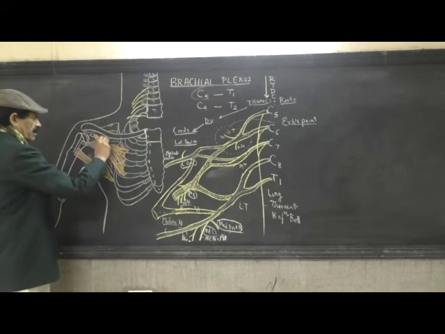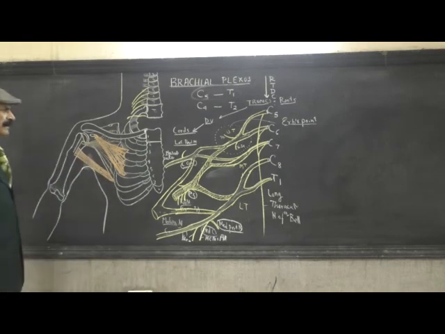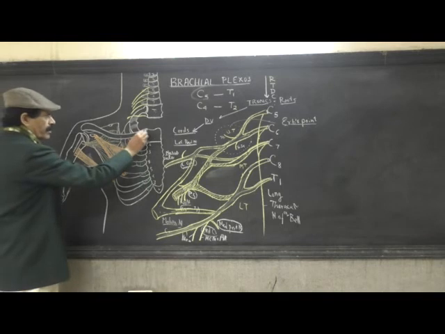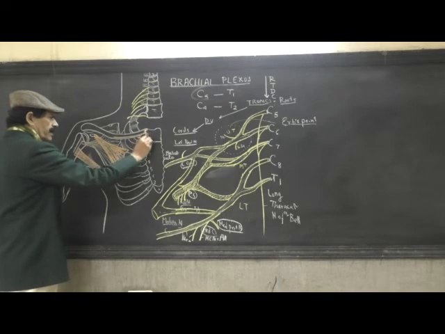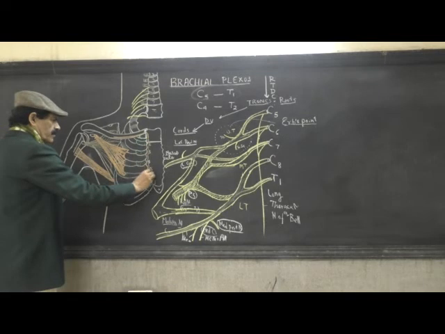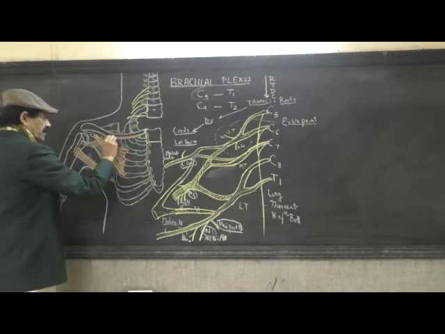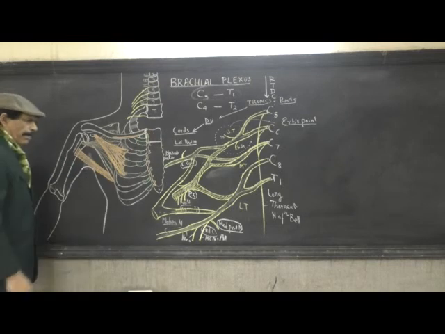Pectoralis minor. It will be covered by the big muscle, the pectoralis major, which takes origin from the medial half of the clavicle, then from the lateral border of the manubrium and the body of the sternum. This is the origin of the pectoralis major muscle. It will cover everything.